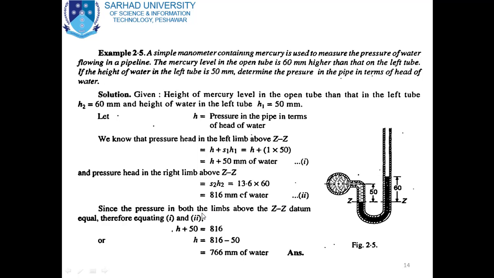Since the pressure in both the limbs above the datum line ZZ is equal, equating 1 and 2, we get H plus 50 is equal to 816. Moving this 50 to the other side, we get H is equal to 816 minus 50, and that is equal to 766 mm of water. So the pressure in terms of head of water is equal to 766 mm of water. And this is the end of our today's lecture.